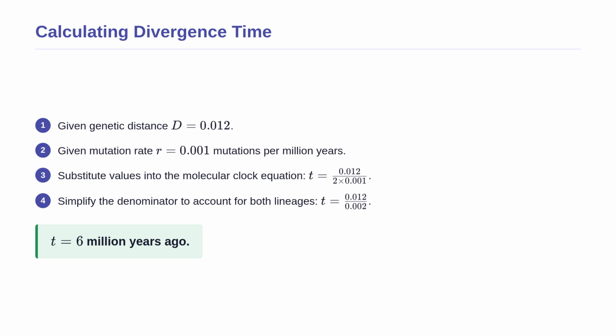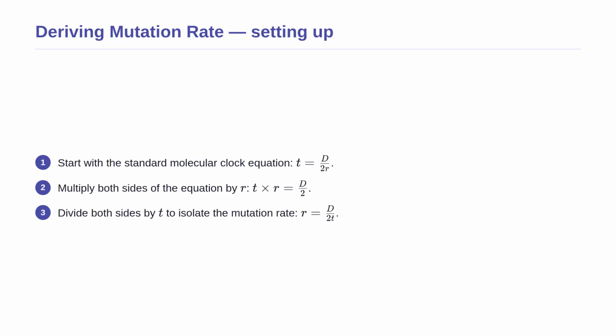We start by substituting our given values into the molecular clock equation. In the denominator, we multiply the mutation rate by 2, giving us 0.002. This accounts for the mutations accumulating in both the human and chimpanzee lineages independently. Finally, dividing 0.012 by 0.002 gives us exactly 6. This means humans and chimpanzees diverged approximately 6 million years ago, a result that perfectly aligns with the fossil record. So we have successfully used the formula to find time.